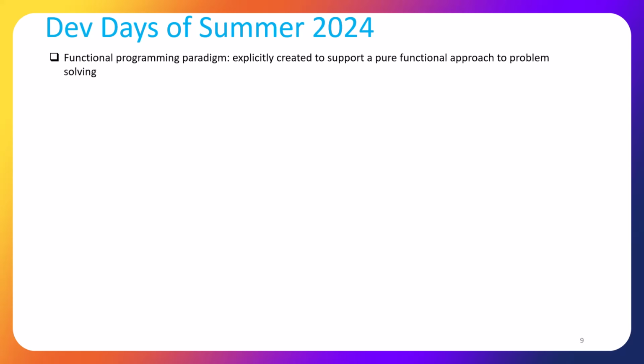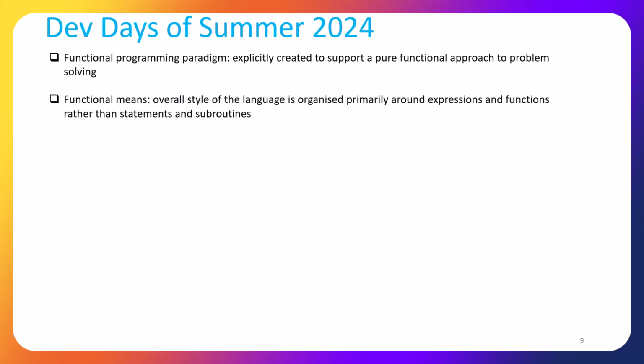Anonymous methods originate with lambda calculus, which belongs to the functional programming paradigm. So explicitly created to support a pure functional approach to problem solving. Functional means the overall style of the language is organized primarily around expressions and functions rather than statements and subroutines. So this is a declarative style of programming. The brain to code distance is shortened by being high level, so it's well above the von Neumann architecture, which is statements and subroutines orientated. So the primary unit of modularity in functional programming is the function, whereas in object-oriented programming, the primary unit of modularity is the class.